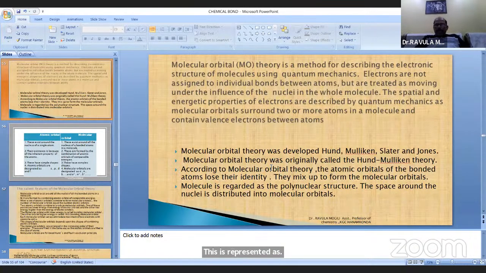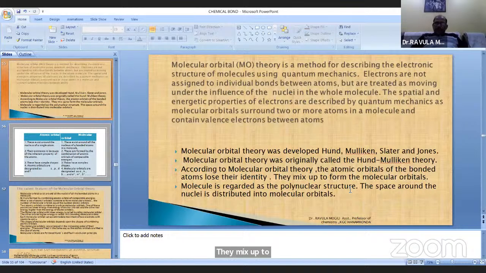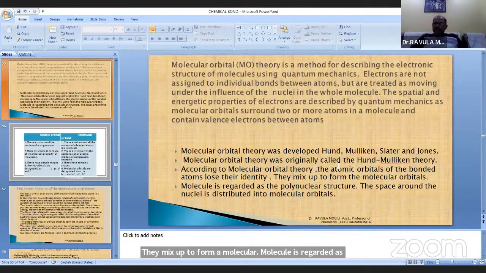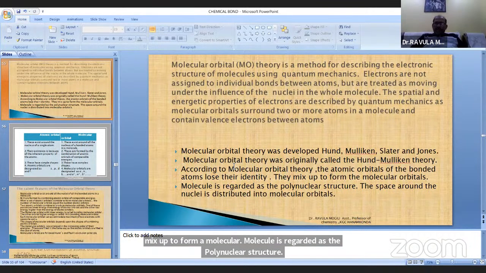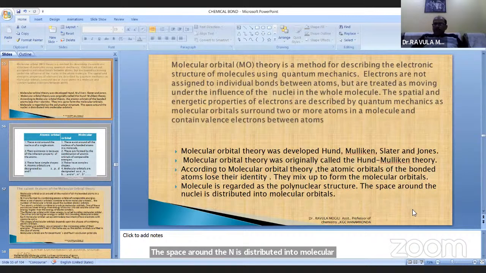According to molecular orbital theory, the atomic orbitals of the bonded atoms lose their identity. They mix up to form molecular orbitals. The molecule is regarded as a polynuclear structure. The space around the nuclei is distributed into molecular orbitals. So this is one of the important things.